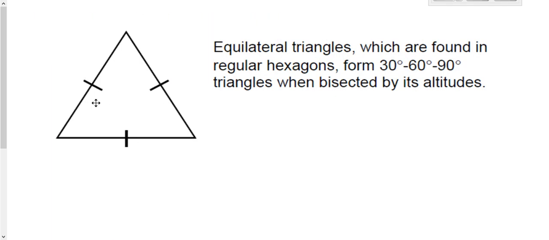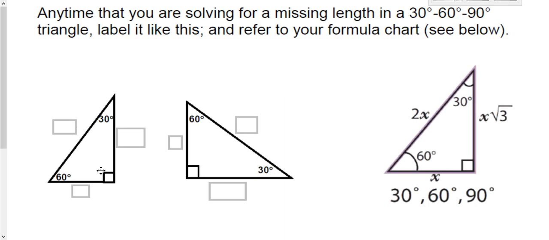Here's something we'll use in a later lesson, so I'll discuss it later. You're not going to use it in this one. So we get to the part: how to label a 30, 60, 90. Here's what the formula chart looks like, and here's how you use it.